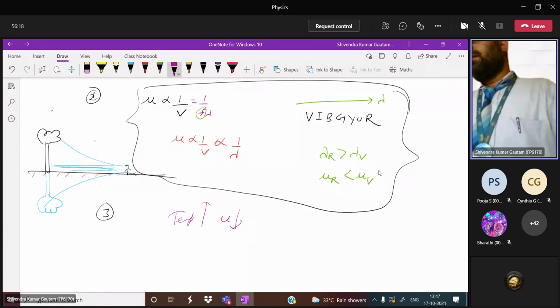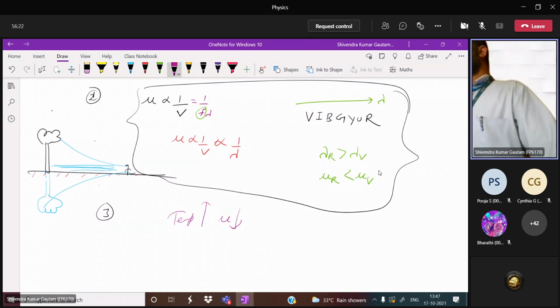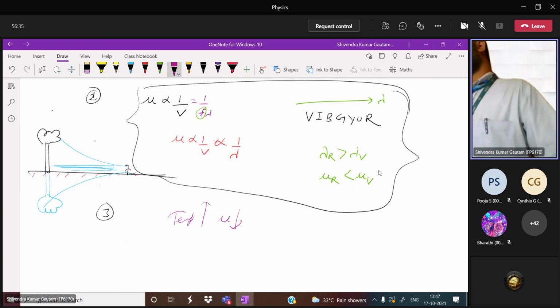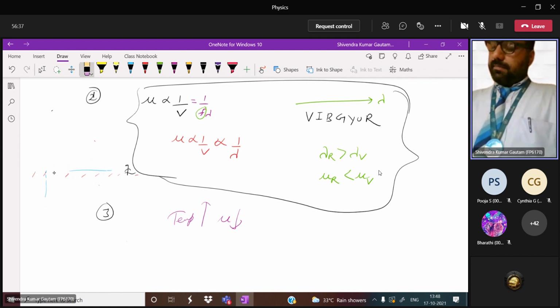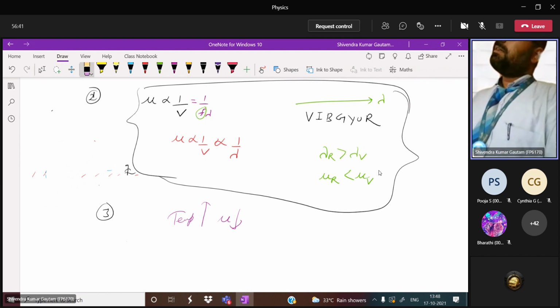Later, in TIR applications, we will discuss mirage and looming. Looming happens when the temperature is less, in colder conditions, and if the temperature is more, then the mirage concept applies. These are the three factors. Everybody understood this? Refractive index understood?